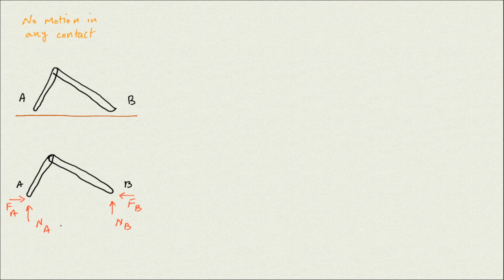We write sigma Fx, sigma Fy, and sigma M equals 0, and solve. If the FA or FB comes out negative, it means the direction we assumed was not right. As long as nothing is moving, what we have is just the simple static case. Just replace the surface at the contact with the normal force and the friction, and then solve it like any other static case.